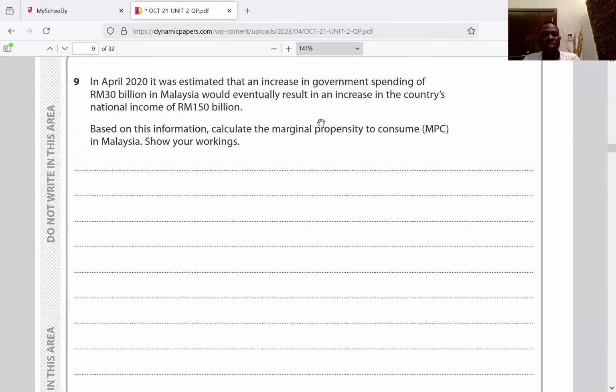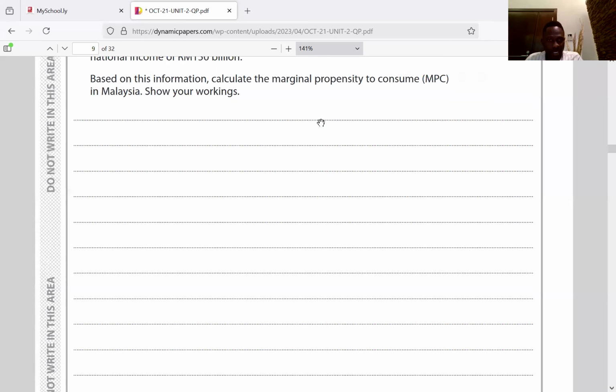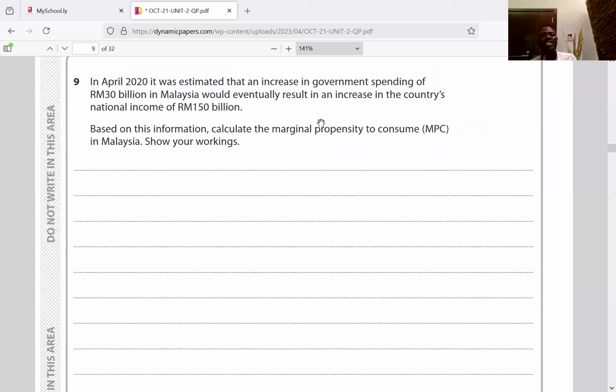In April 2020, it was estimated that an increase in government spending of RM 30 billion in Malaysia would eventually result in an increase in the country's national income of RM 150 billion. Based on this information, calculate the marginal propensity to consume in Malaysia. Show your working. When we are calculating the marginal propensity to consume, first, this is an injection. An injection will bring about the multiplier. So as soon as we calculate our MPC, we have to calculate our multiplier.